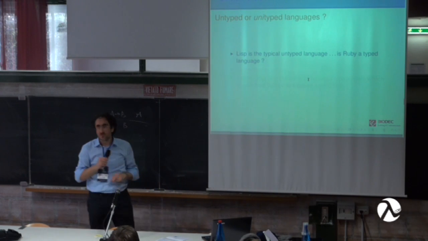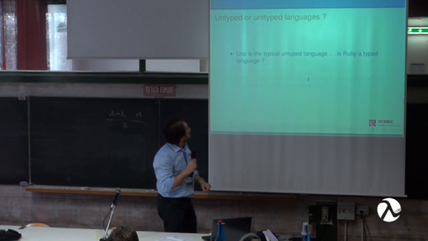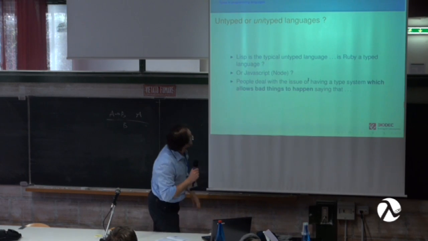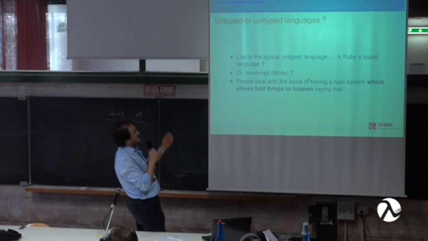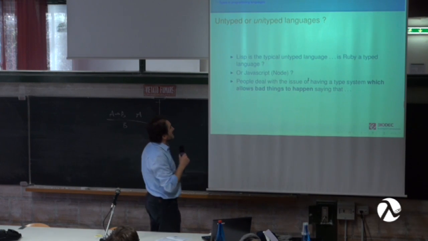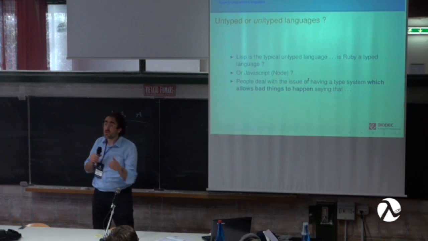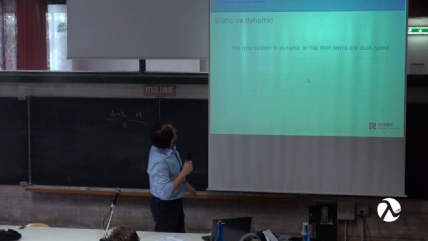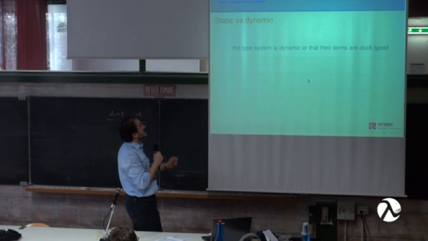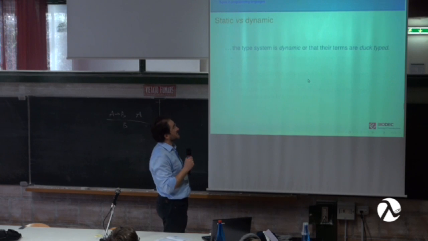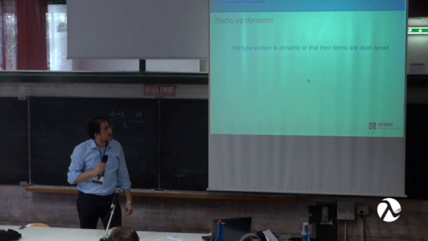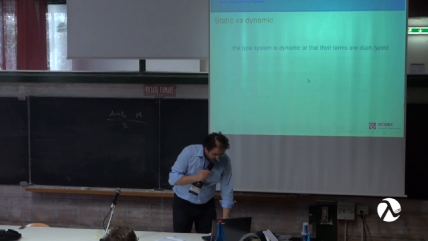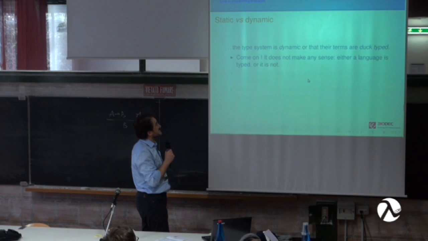Is Ruby a typed language, or JavaScript? And what do people say about these languages? They say that they have a type system which allows bad things to happen at runtime, by saying that the type system is dynamic. They also invented a new word. I think it was Alex Martelli that devised the term duck-typed. Well, it does not make any sense.